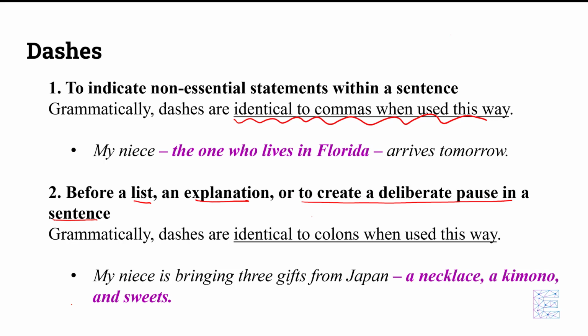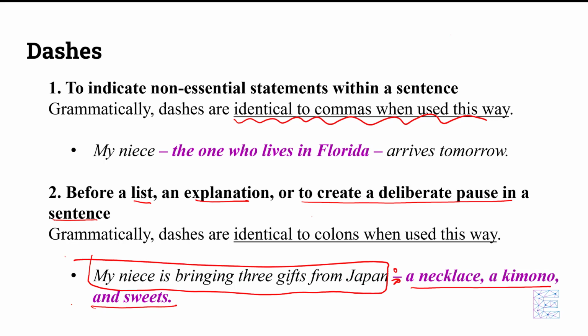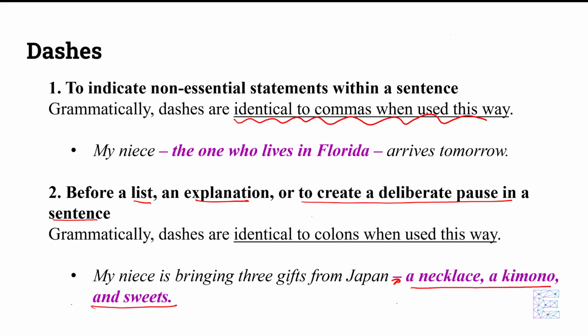So you notice we are getting ready to introduce a list. In the same way, where we would have a colon here, we would have a full sentence first, right? My niece is bringing 3 gifts from Japan. That is an independent clause. It stands on its own, subject, verb, and it's a full idea. As long as you have that, you can use a colon. But we're saying instead of using a colon, you could also use a dash.